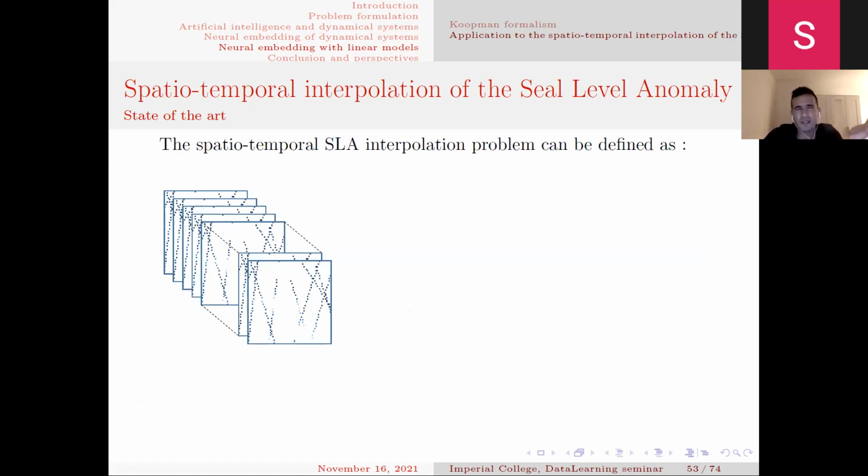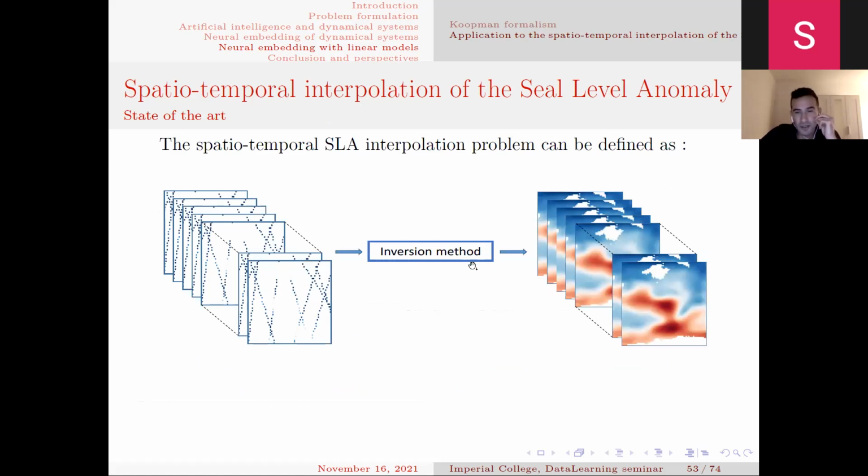Extremely quickly, the spatiotemporal SLA interpolation problem can be defined as: given some irregularly sampled observations, how to find an inversion method that maps these observations onto a regular spatiotemporal grid. From a learning point of view, several techniques can be used. The first category is what I call plug-and-play schemes, in which we try to optimize a dynamical prior on some already reconstructed observations. We then plug this dynamical prior into classical data assimilation schemes, such as the Kalman filter or an ensemble Kalman filter, in order to do the reconstruction.